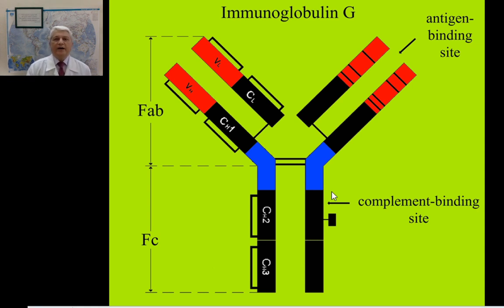Except the antigen binding site, which is situated here, as you remember, there are some other different active sites on the surface of the immunoglobulin molecule, and one is shown here as the complement binding site. As you can see, the complement binding site is situated on the surface of the CH2 domain, here and here. So we have two complement binding sites.